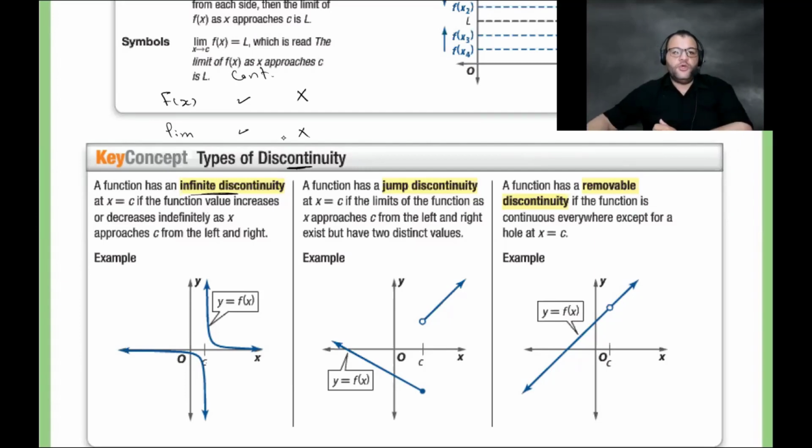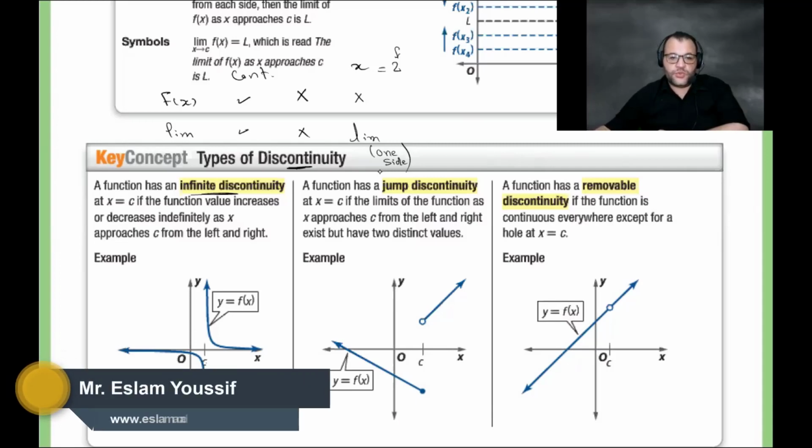Again, for this point, we need to check for a number when x equals any number. Suppose we need x equals 2. Just replace x with 2. If there is no value for the function and there is no limit, this function will be infinite discontinuity. What if you didn't find a value of the function and you find a limit from only one side? This function will be jumping discontinuity. You get the point for this one?